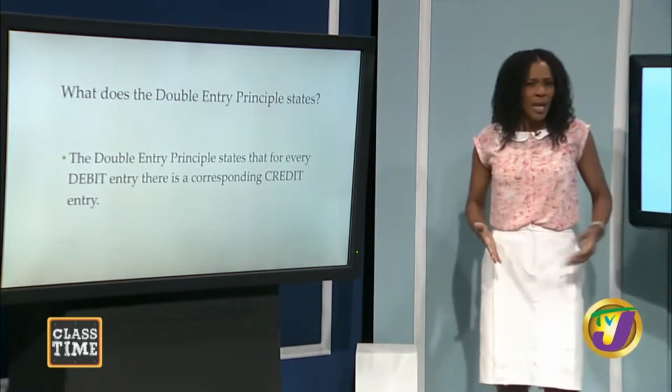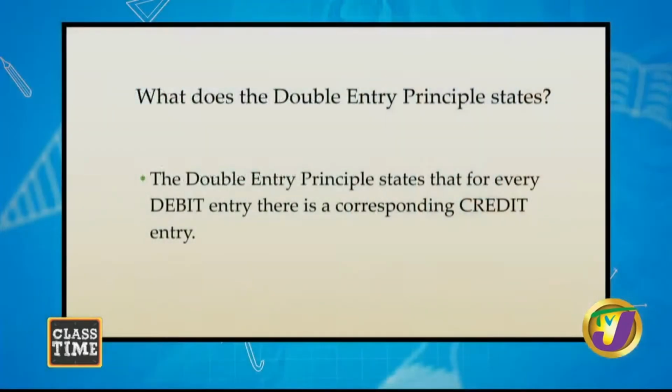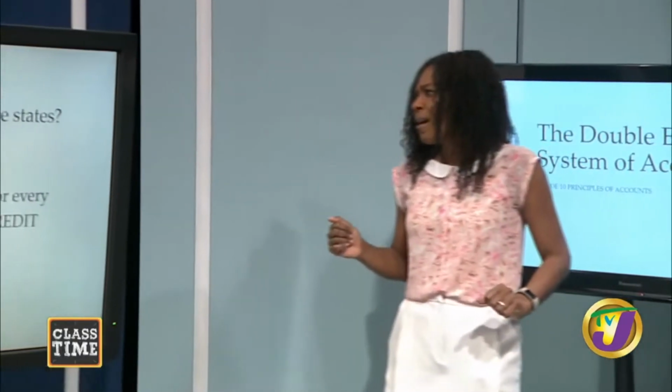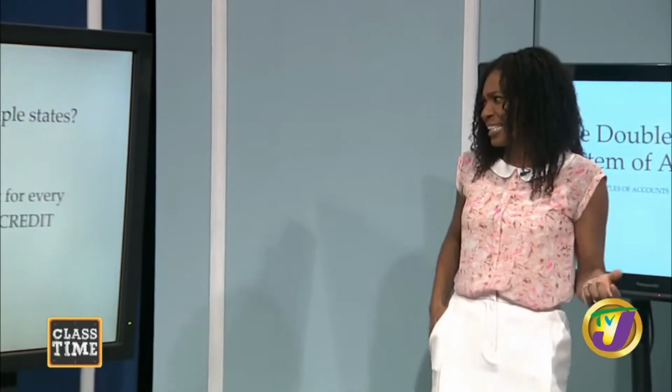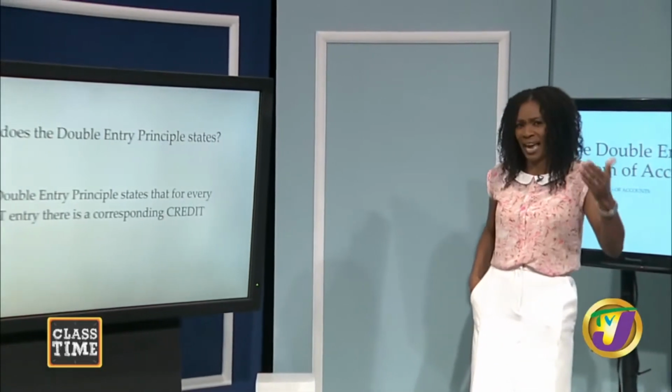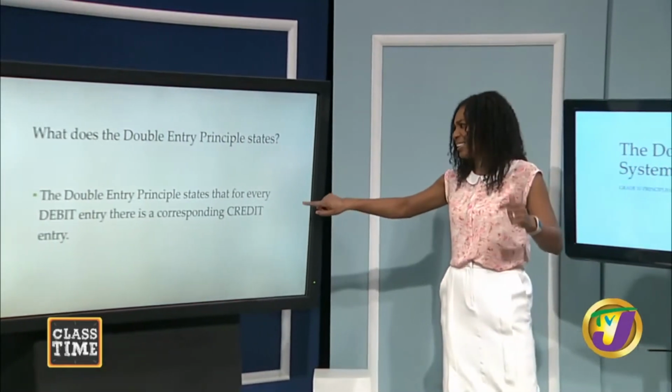In accounts, the double entry principle states that for every debit entry, there is a corresponding credit entry. Sounds heavy, doesn't it? It's light like cork. Just make sure you have your notebook, your pen, your calculator. This is class time. Work with me, listen to the explanation, and post your questions. The double entry principle states that for every debit entry, there is a corresponding credit entry. Let's see if we can understand this a little better.